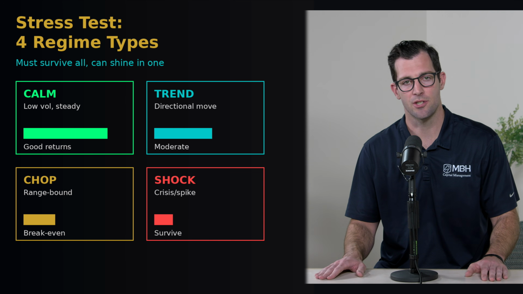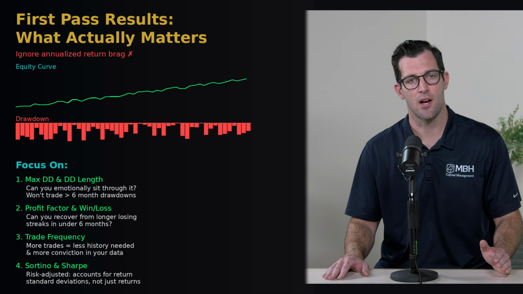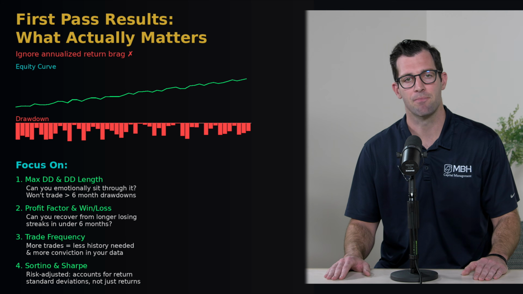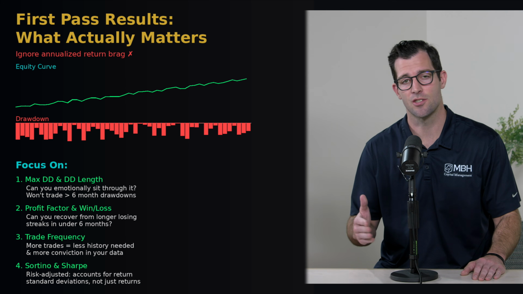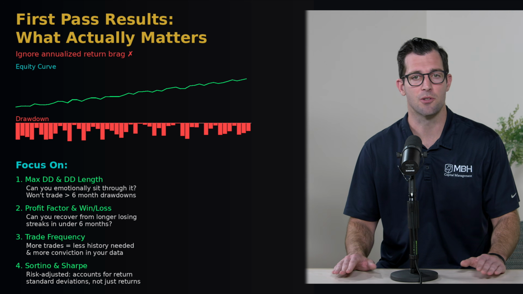Ignore the annualized return. That's just for bragging. Focus on these things: max drawdown and drawdown length. Can you emotionally sit through the length of that drawdown? I will not trade anything that sits in drawdown for over 6 months. Profit factor and win-to-loss distribution.